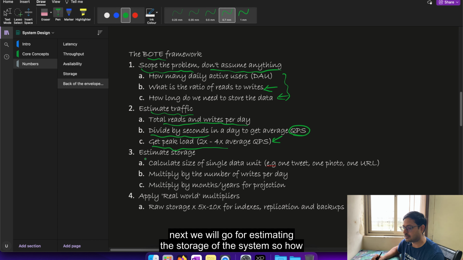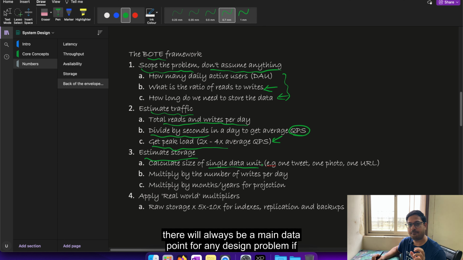Next, we will go for estimating the storage of the system. So how do we get the storage? Calculate the size of the single data unit. There will always be a main data point for any design problem.